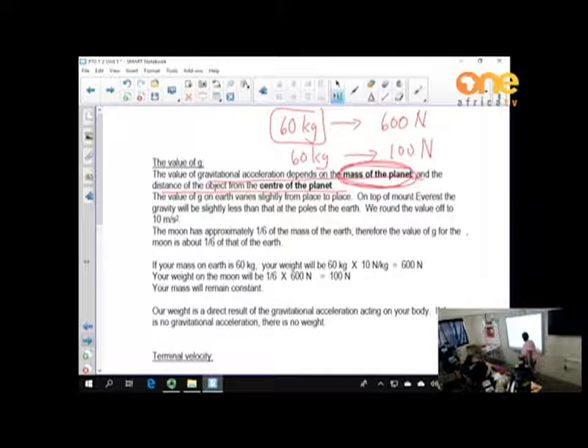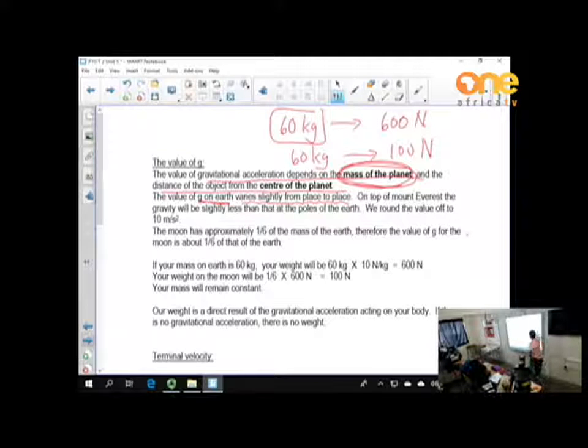Okay. So, the value of g on Earth varies slightly from place to place. If I climb Mount Everest, I'm slightly further from the center of the Earth than what I do if I stand on the North Pole. All right. Also, the Earth is slightly flattened. In other words, if you stand on the equator, you're also slightly further from the center of the Earth than what you would on the North or South Pole. You understand? So, to simplify things, we work with a rounded off value for gravity.